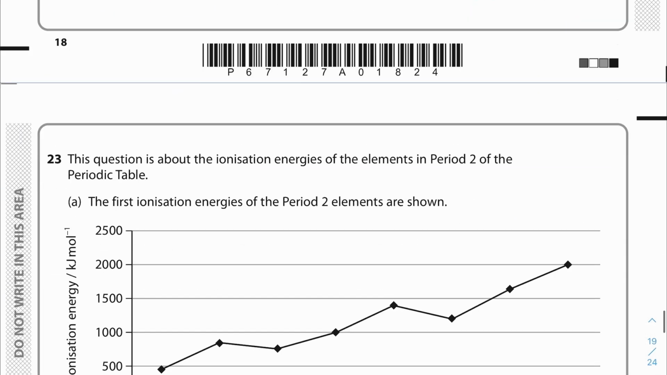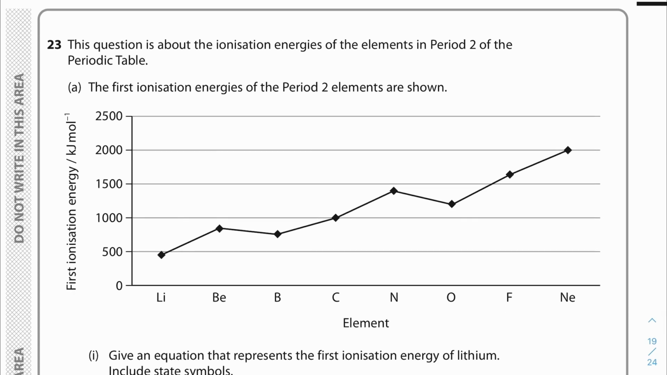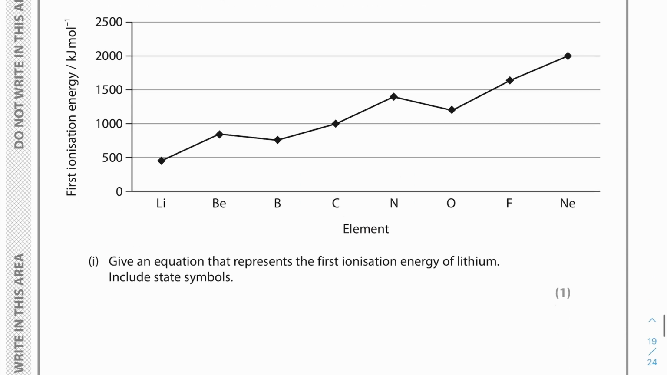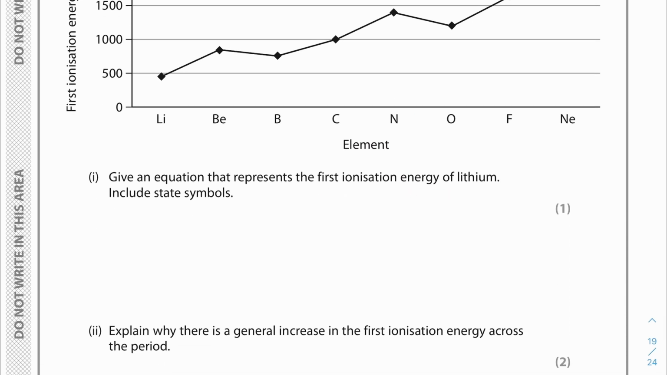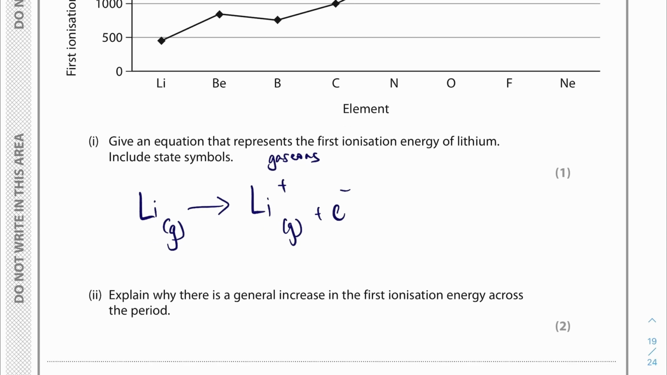So now moving on to question number 23. This question is about ionization energies of the elements in period 2 of the periodic table. The first ionization energies of the period 2 elements are shown. Give an equation that represents the first ionization energy of lithium, include state symbols. The first thing we need to remember is that ionization energy is always in the gaseous state. Always, we need to remember that. So Li, always in gaseous state, goes to Li plus, still gaseous state, plus e minus. So that's our 1 mark.